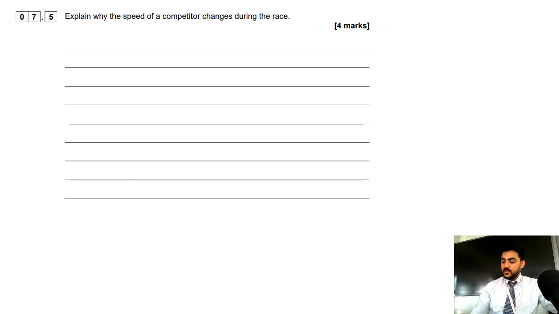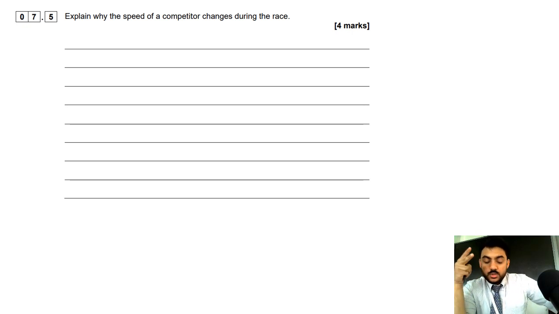Superb. Final question. Explain why the speed of a competitor changes during the race. Why do they speed up or slow down? All right. There's a lot of reasons why, so we have to break it down. There's two levels to this question.